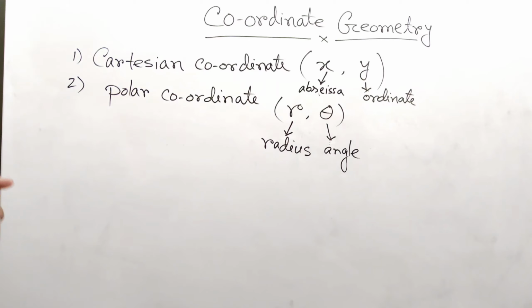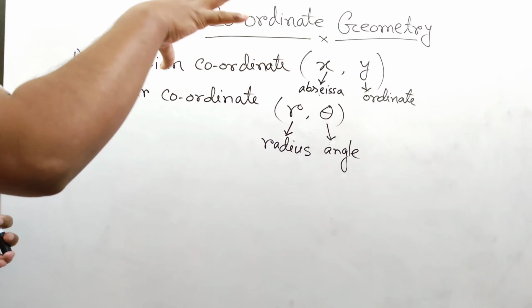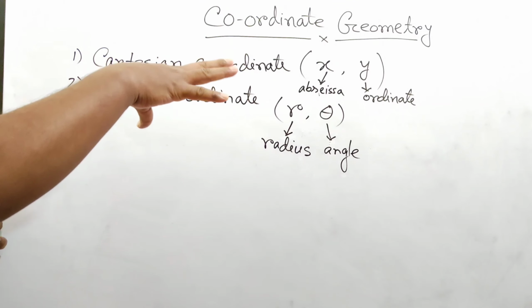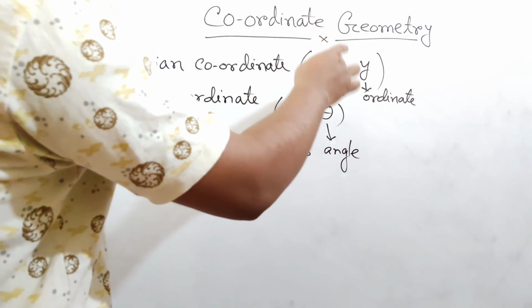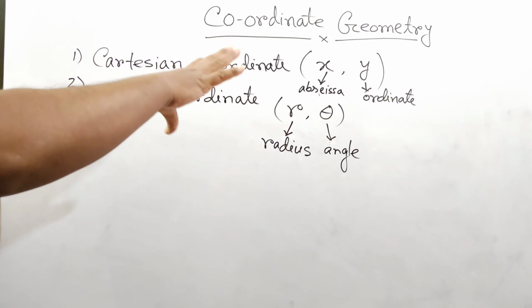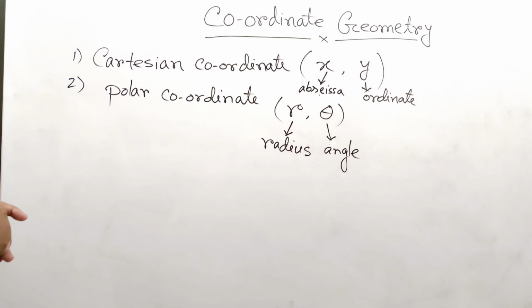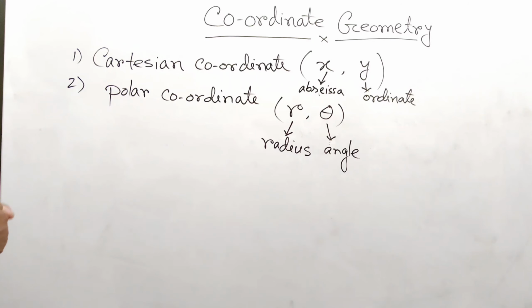So there are two types of coordinates possible in two dimensions. These coordinates are in two-dimensional, not three-dimensional. If it is three-dimensional, then the coordinate should be x, y and z. In this plane these two coordinates are only for two-dimensional. That's why we need to consider two axes.